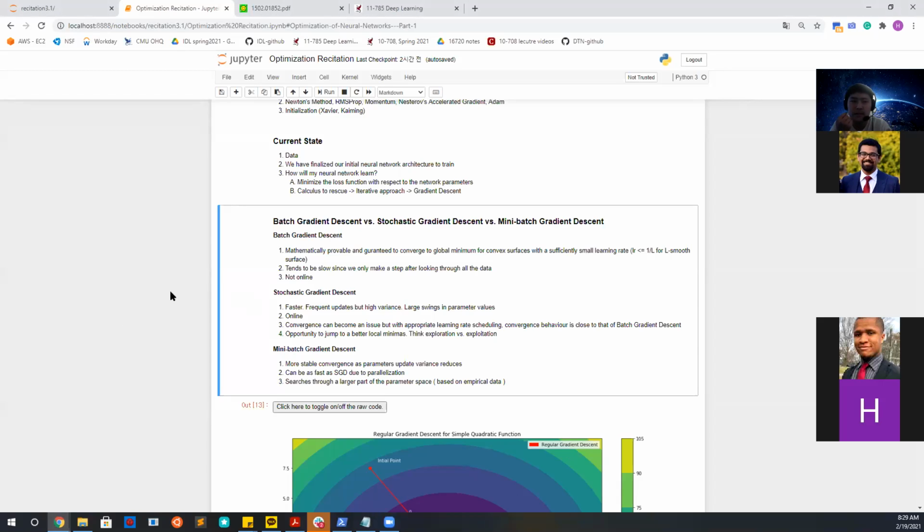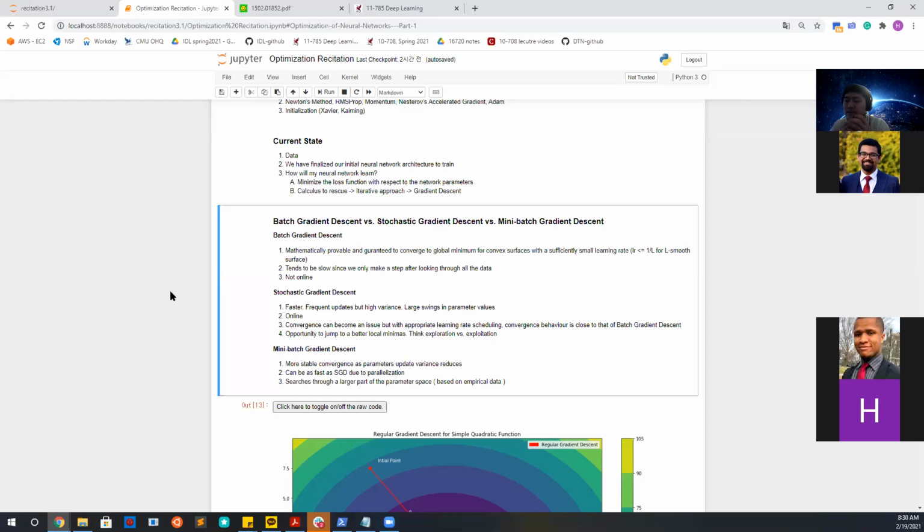However, it tends to be slow because you have to look through the entire training data before you take a step forward, and it can't be performed in an online fashion. That might be a downside.